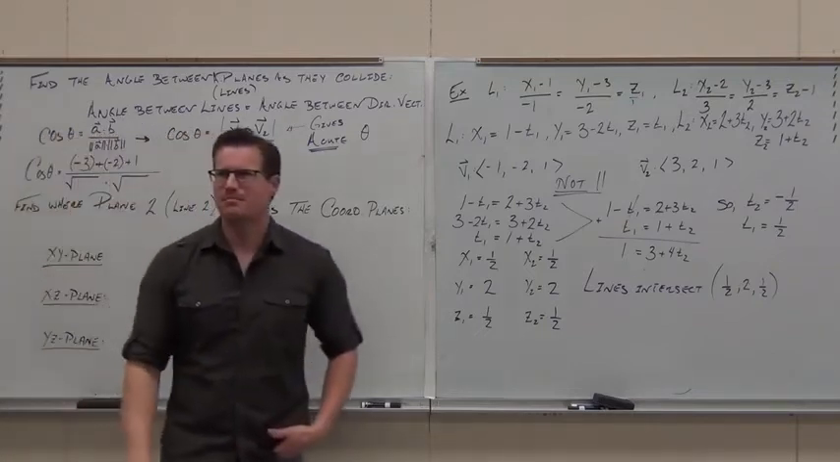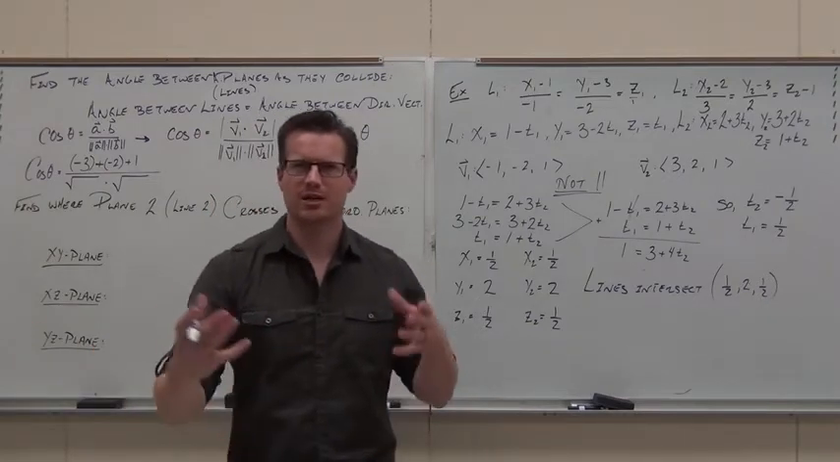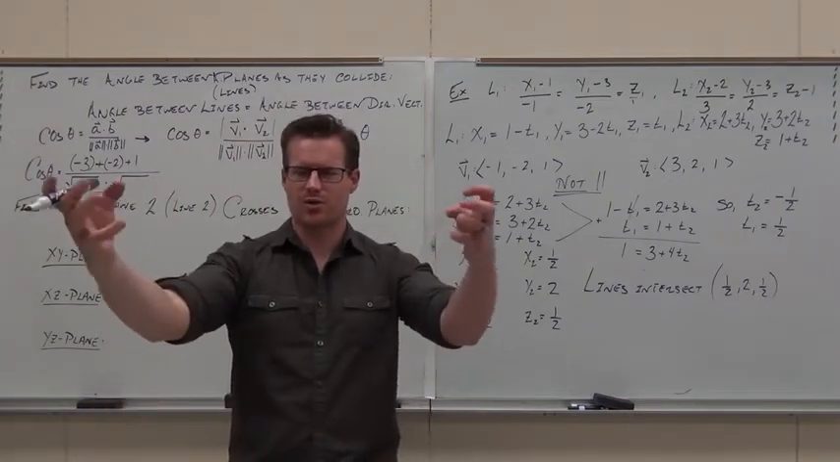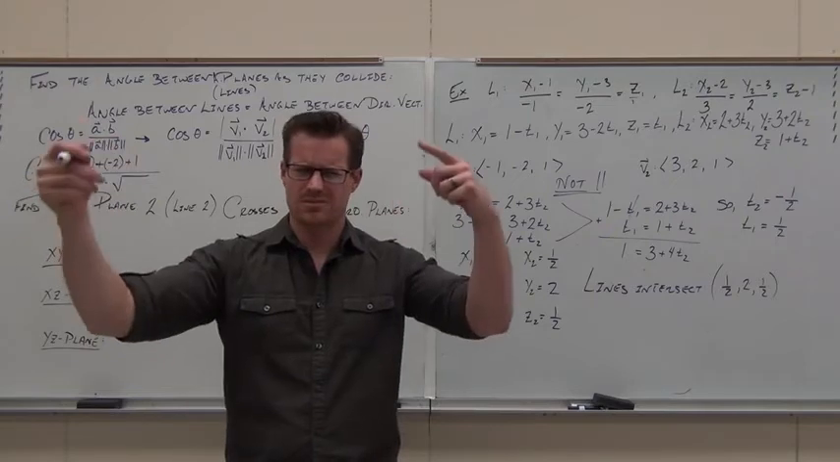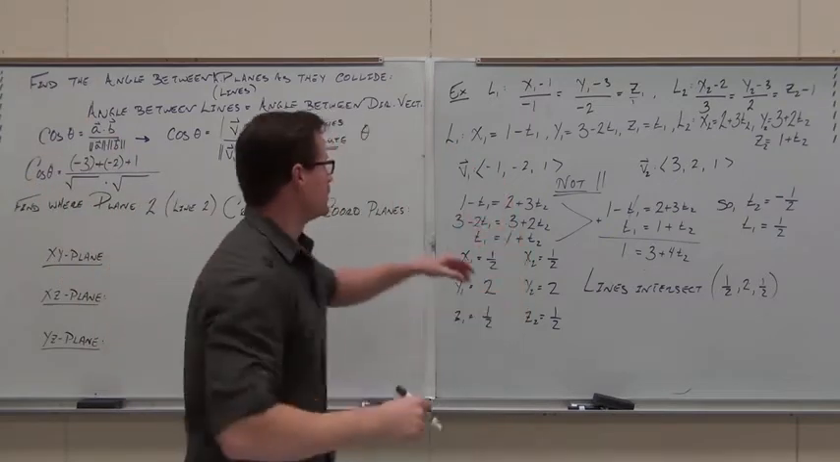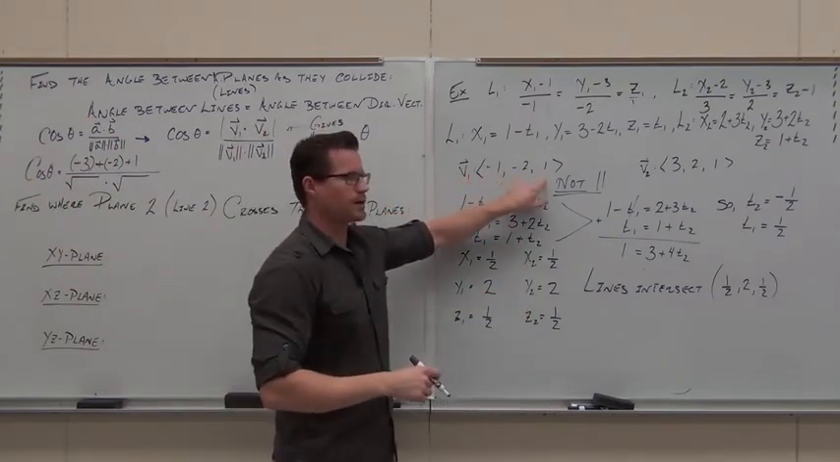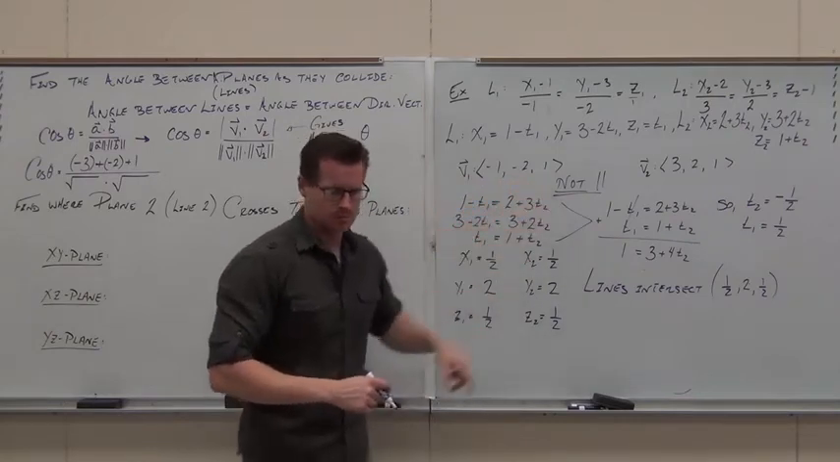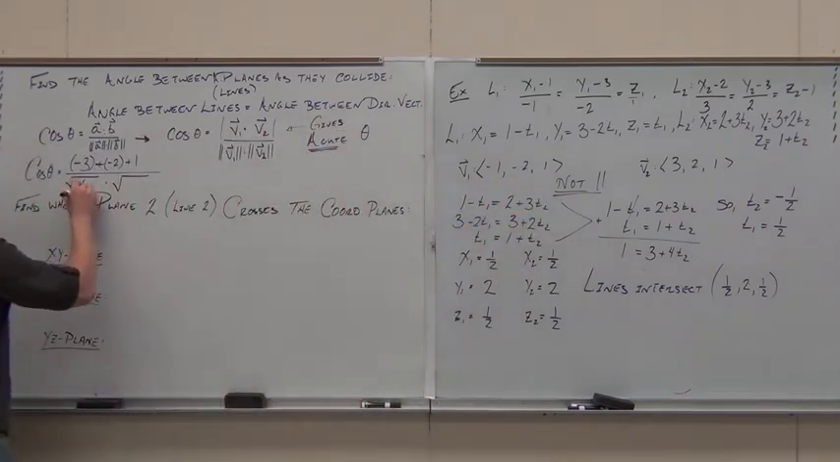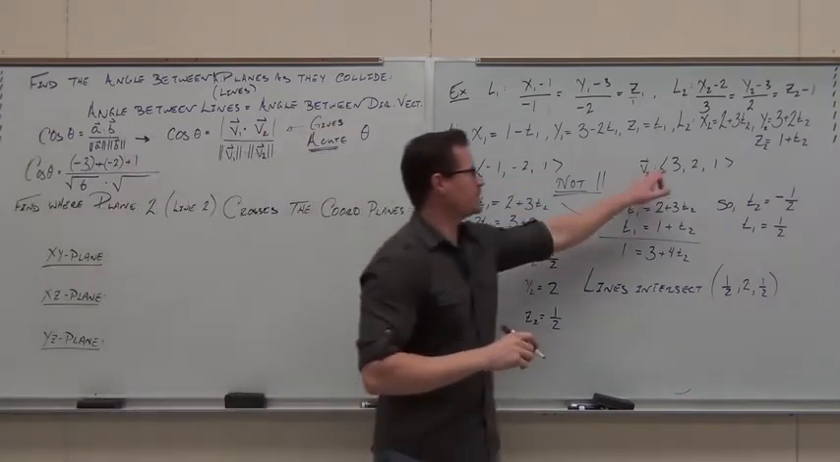Do you remember how to find a magnitude? I know it's got a square root. Explain in your own words how to find the magnitude of a vector. Come on, quickly. What do you do? Square them. Add them. 1, 4, 1. Nine, four, one.